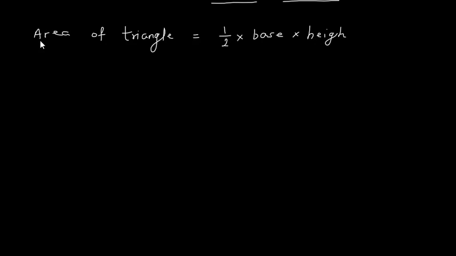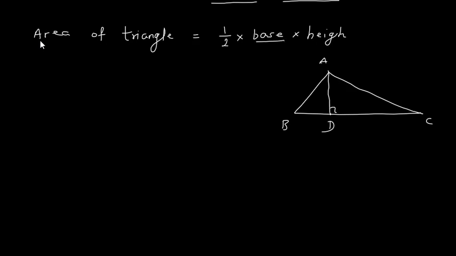So let us see. Suppose this is a triangle ABC. In this triangle, if I draw a perpendicular from point A on side BC, then this length AD is called the height, and BC, on which I am drawing this perpendicular, is called the base. So it is not necessary that the base is always horizontal.